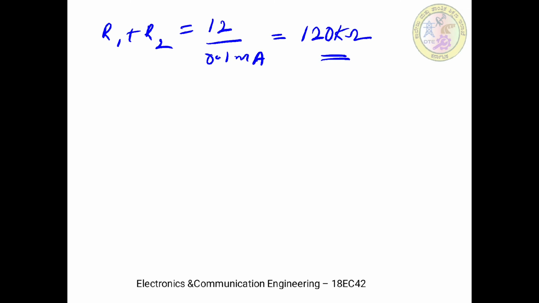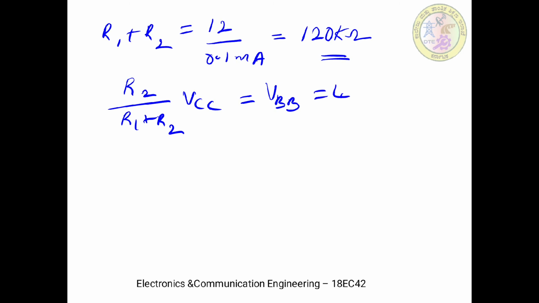Okay, so this is nothing but R1 plus R2, the total resistance value. So now once the R1 plus R2 value is calculated, we can write that R2 divided by R1 plus R2 into VCC is equal to VBB. Now in this problem VBB is equal to 4 volts. Now using this relation, it is possible to deduce R1 and R2 values here.